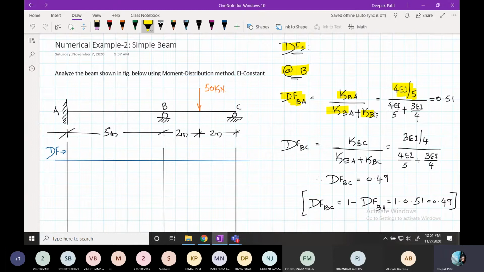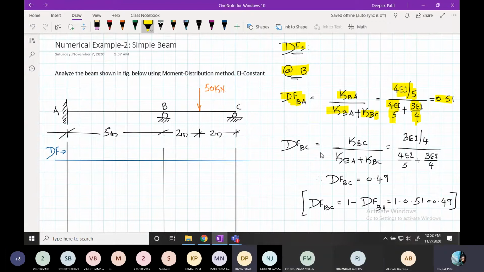Okay. Then in the denominator, KBA is also 4 EI by 5, and for KBC, the second letter is C. If you see the type of support, C is a roller support and it is an end support. So instead of going for 4 EI by L, you should go for the formula 3 EI by L. Okay. So once you solve this, you will get 0.51. Is that clear, students? Is this formula clear to everyone?